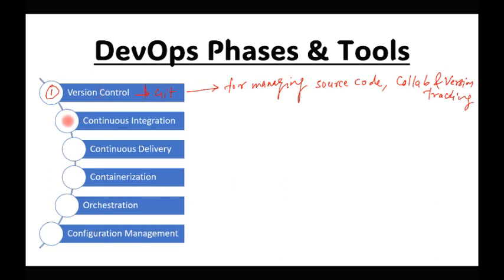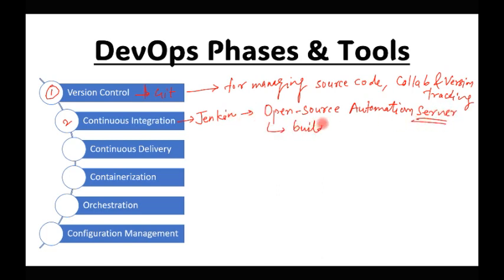The next phase is continuous integration. The best tool for this one is Jenkins. What this tool is: it's an open source automation server for building, testing, and deploying code. So what exactly is it? It's an open source automation server that helps us build, test, and deploy.